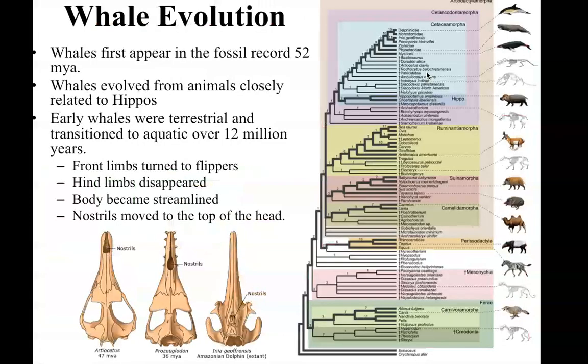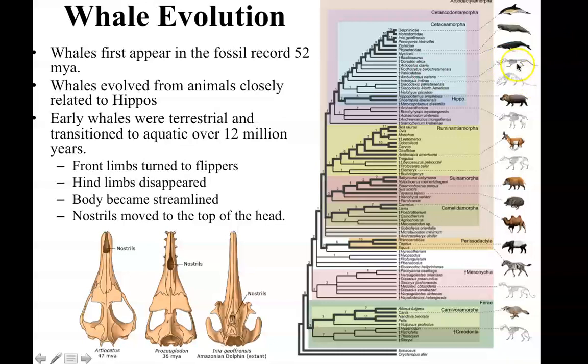Whales. So whales are mammals. Where do whales and dolphins come from? The first whales show up around 52 million years ago, which is about 10 million years after the dinosaurs go extinct. And the first whales, as you'll see in the next slide, are terrestrial. They walk around on land. So initially they look a lot like hippos.